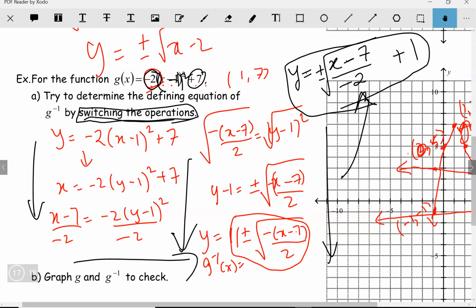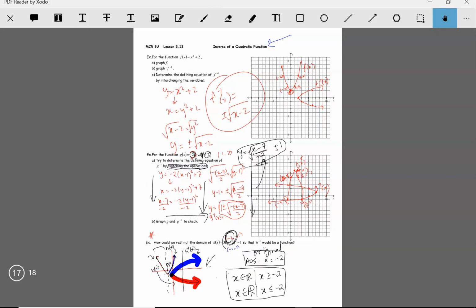So first, normally you would have subtracted 7 from both sides. Here, you're just going to start off with x minus 7. Then you divide by -2, because here's a multiply by -2. There's a square, so throw a square root on it, plus or minus. Then you have -1, so you put +1 at the end. That's what switching the operations is.